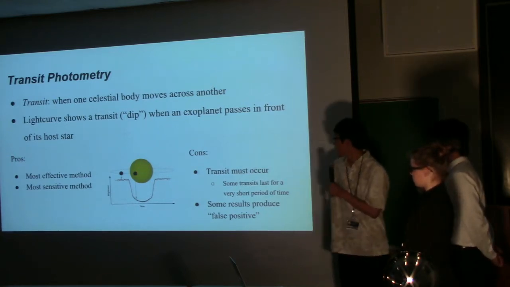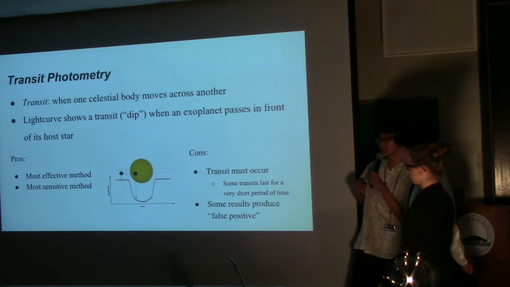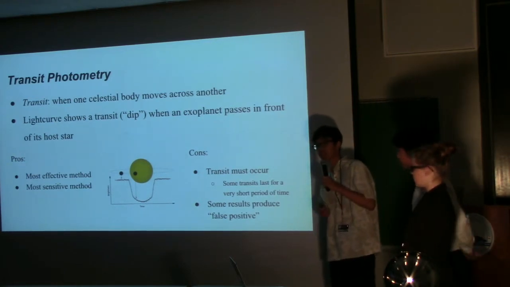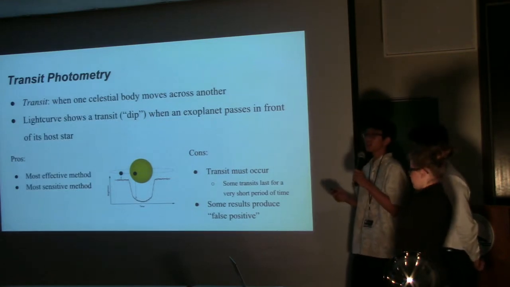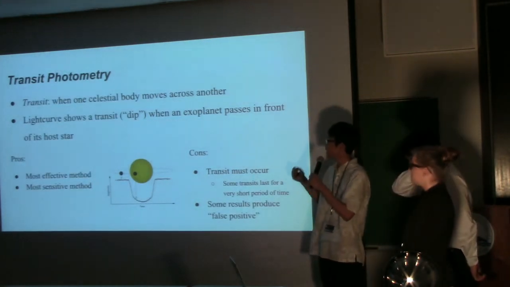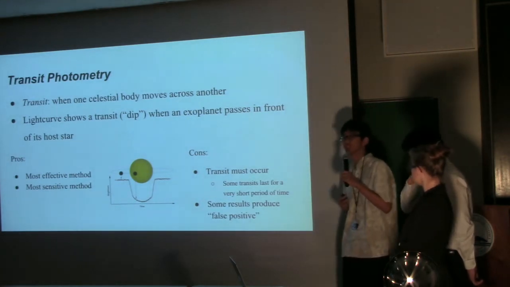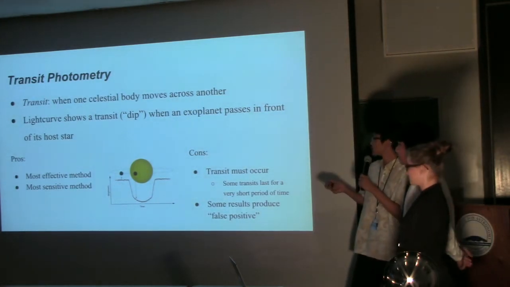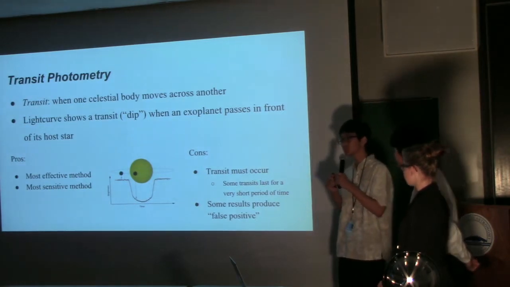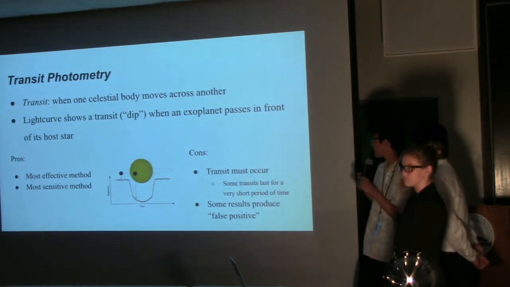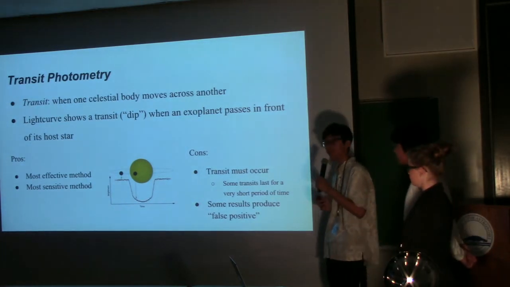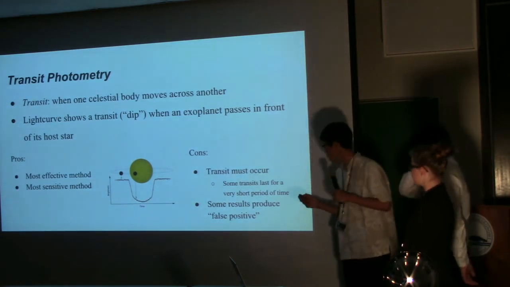So the lowest point would be the point where the exoplanet is right in the smack center of the host star. And the advantage of the transit photometry method is that it's very effective and sensitive, which means that a lot of exoplanets can be detected using this method. But some disadvantages to this is that for this to occur, a transit must occur, and a transit usually lasts for a very short time. And some results produce a false positive result.